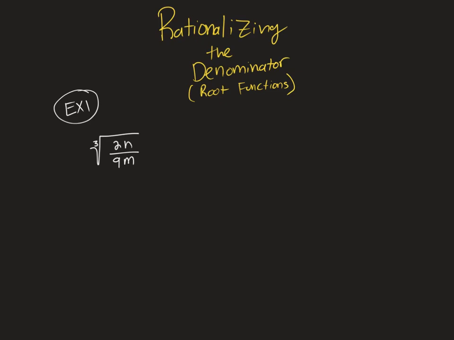Howdy there. This is a video about something called rationalizing the denominator of a fraction, and mathematicians are notoriously fussy and picky about having radicals or square roots or cube roots in the denominator. They just don't like them, and so we need to rationalize them, which is the process of getting rid of that radical in the denominator.